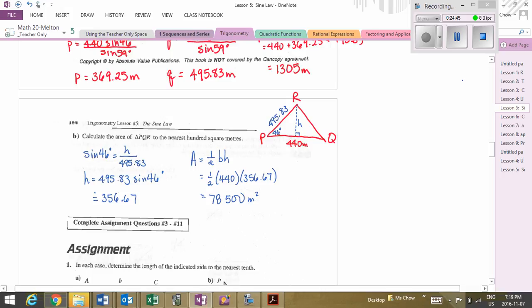So again, could you have used angle Q and the length P of 369.25? That would of course work as well.